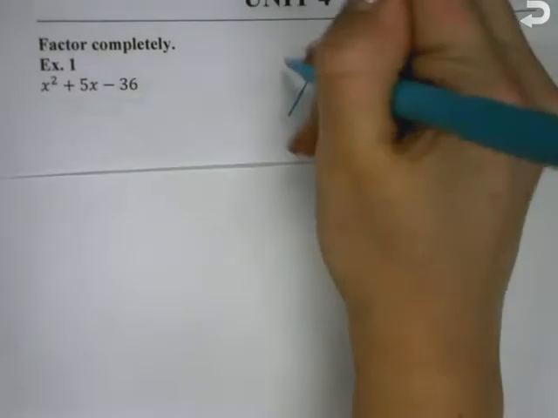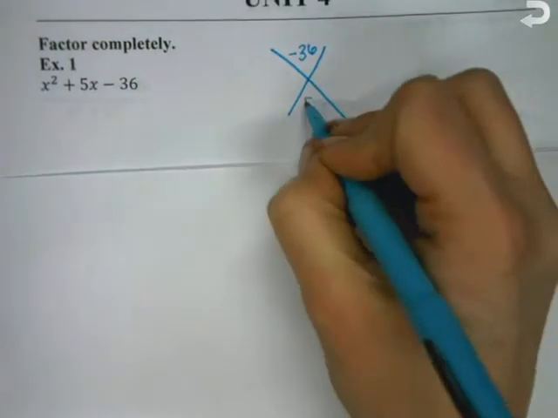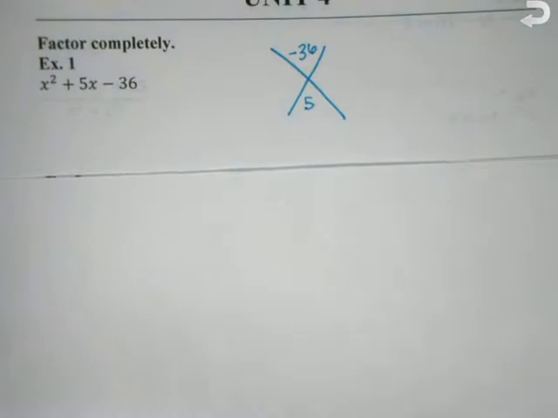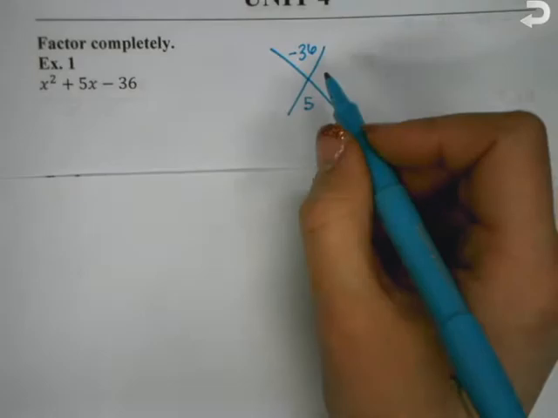Okay, so we will draw our diamond. We're looking for 2 numbers that multiply to negative 36 and add up to positive 5. Can you think of any 2 numbers? Brandon? 7 and 7. Okay, never mind. 2 numbers.